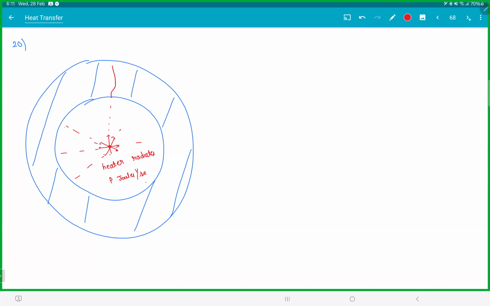After falling here, the heat will flow from here to here, the inside surface to outer surface, through conduction. And here, this is radiation. Are you getting it? So the energy will go from the heater to the inner surface through radiation. After reaching there, it will flow through conduction. The inner radius is R, outer radius is 2R. E is equal to 1 for all surfaces. Outside is vacuum.